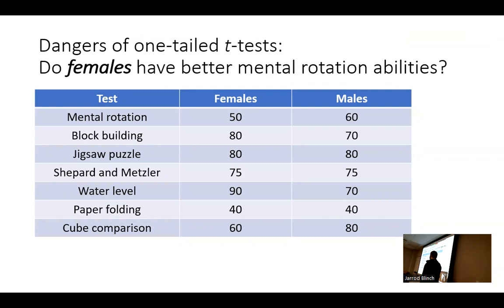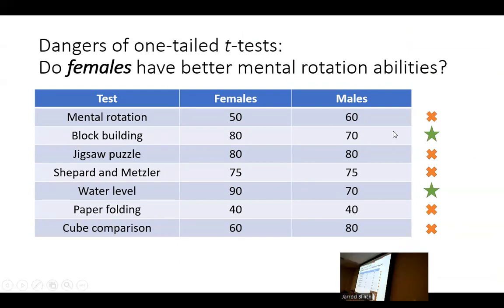These are actually all real tests that are used. And they test females and they test males. And they do one-tailed t-tests and they look for cases where females are significantly better than males. And they find a few significant results. So they do one-tailed t-tests and say, yeah, on 2 out of 7 tests, females are better than males. So their conclusion would be that, yes, females have better mental rotation ability.